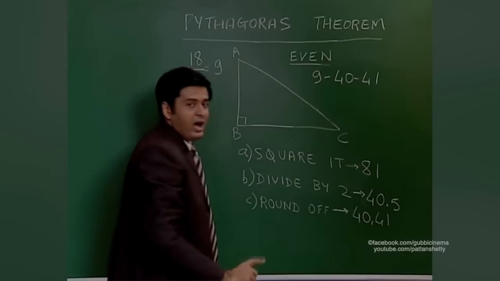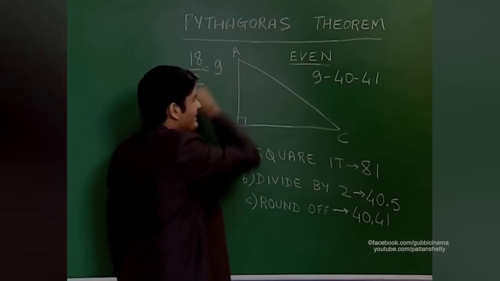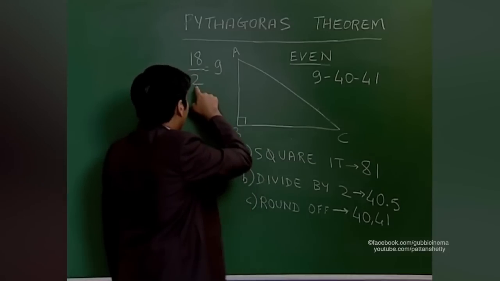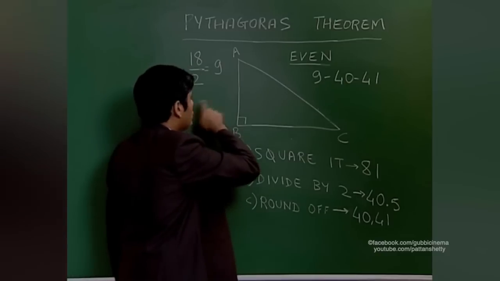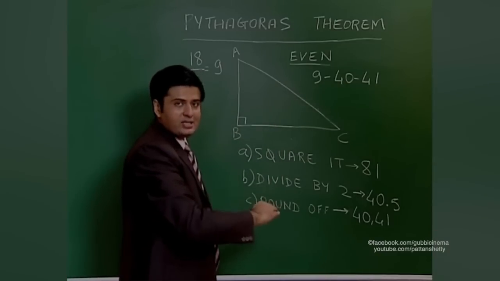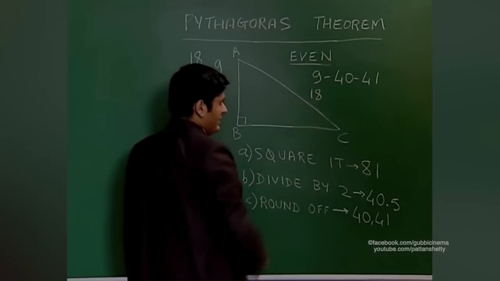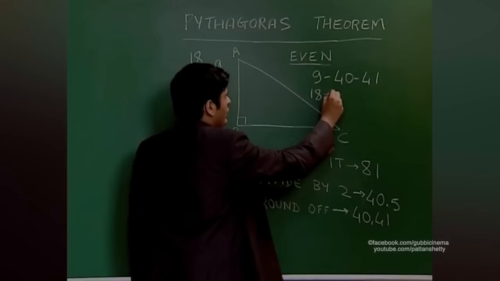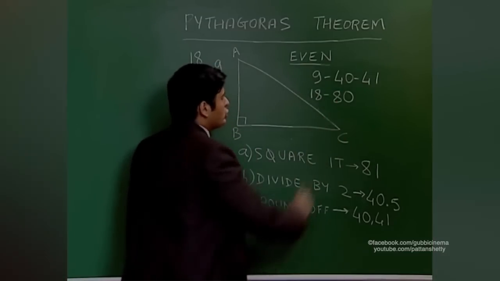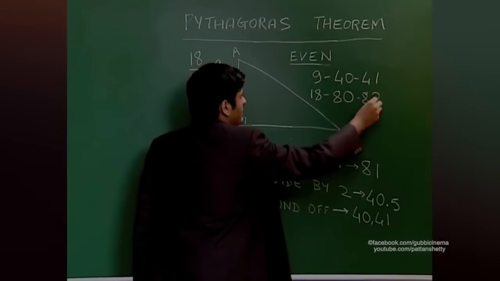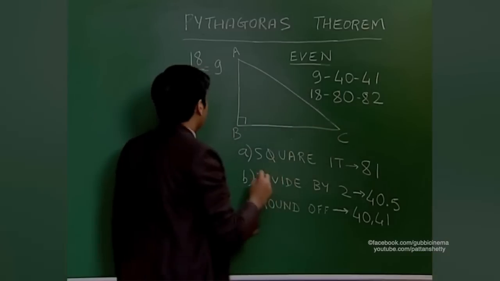But friends, I want a triplet where one value is 18. That was the original number 18. Now, since we have divided by 2 over here, we are going to multiply by 2. When you divide by 2 and multiply by 2, it neutralizes the effect. So 9 into 2 gives me 18. 40 into 2 gives me 80. And 41 into 2 gives me 82. So now my triplet is 18, 80, 82.